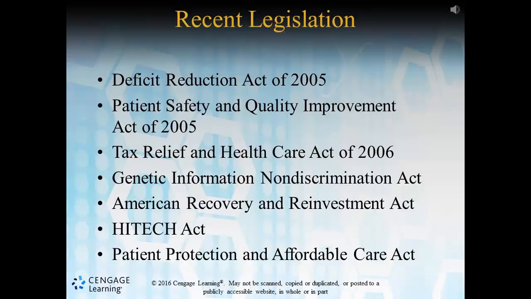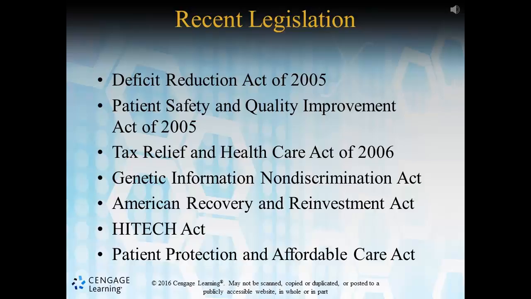Next up, the HITECH Act. The Health Information Technology for Economic and Clinical Health Act was enacted as part of the American Recovery and Reinvestment Act, and this is the specific component that promoted the adoption and meaningful use of health information technology.